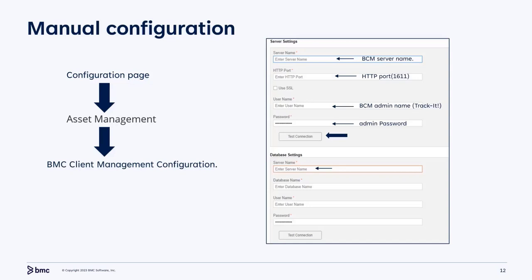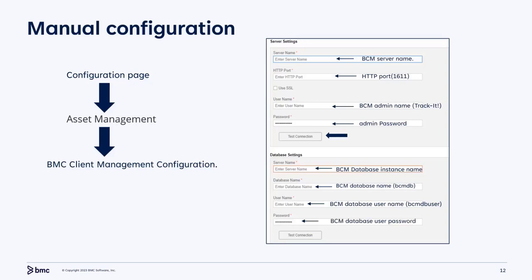For database configuration, kindly enter the BCM database instance name, followed by BCM database name, that is BCMDB, and user that is able to connect to the database and its credentials. Test connection to verify that the connection between BCM and Trackit database is established. Now let's quickly run through a demo together.